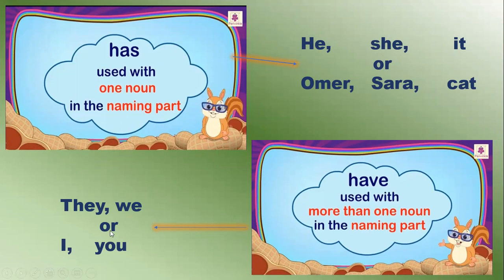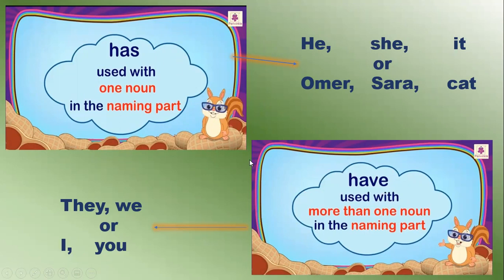Or we have. Whatever sentence you make, you can say we have different kinds of toys at our home. Or I and you. I and you are singular, but we use have with this pronoun. You have, I have. I have a computer. You have laptops. Just like this. Okay?